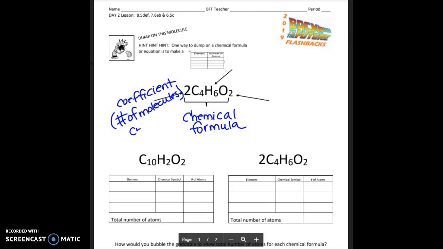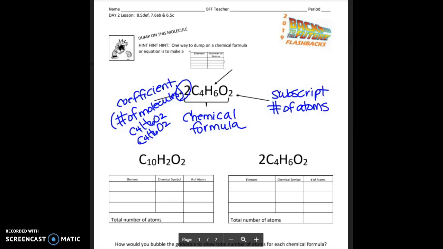Basically, it's saying like C4H6O2, C4H6O2. Instead of having to say it twice, we can just put that big 2 in front, and it tells us there's 2 molecules of C4H6O2. This number 2 right here is called a subscript. The subscript tells us the number of atoms for whatever it is after.